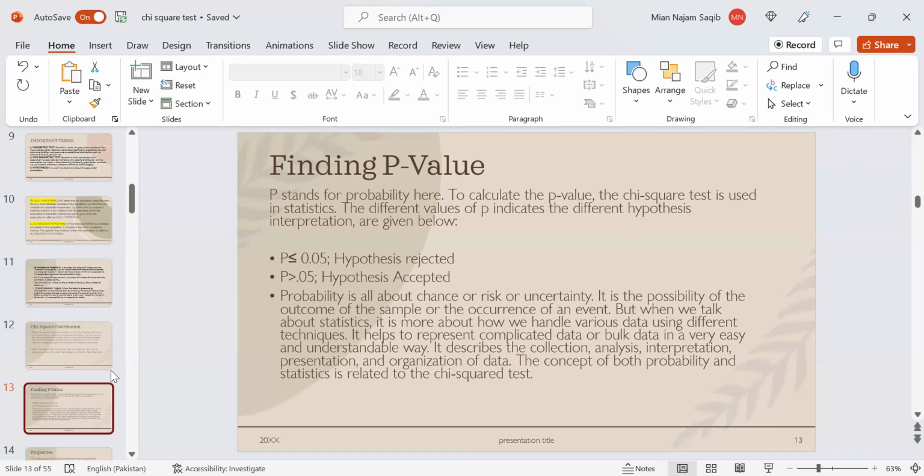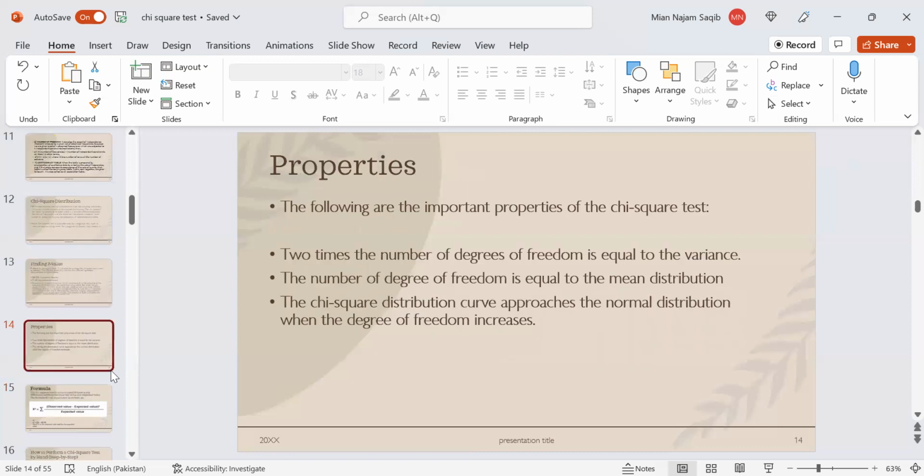Probability is all about chance or risk or uncertainty. It is the possibility of the outcome of the sample or the occurrence of an event. But when we talk about statistics, it is more about how we handle the various data using different techniques. It helps to represent complicated data or bulk data in a very easy and understandable way. It describes the collection, analysis, interpretation, presentation, and organization of data. The concept of both probability and statistics is related to the chi-square test.